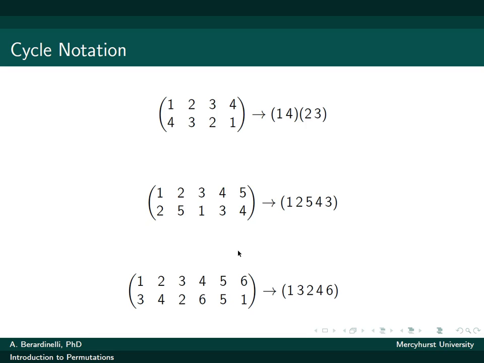Let's see. 5 isn't used yet, so let's start at 5. Well, where does 5 go? Oh, it goes back to 5. That's where I started. So it's its own cycle. 5 stays at 5. So here we have 2 cycles, but one of them only has 1 number in it. 5 always goes to 5. So here are a couple of examples of going from two-row notation to cycle notation.